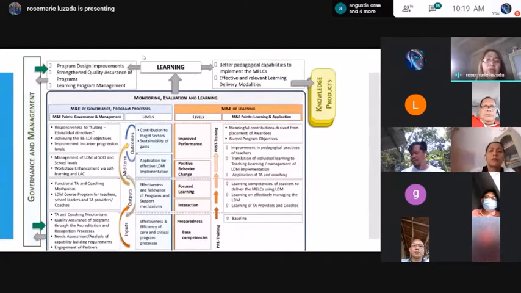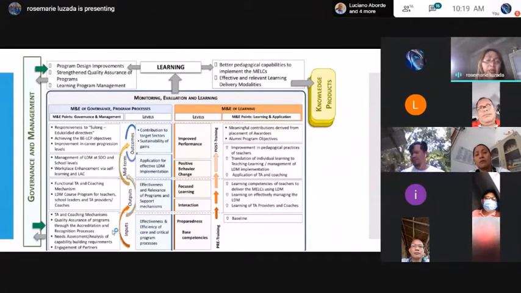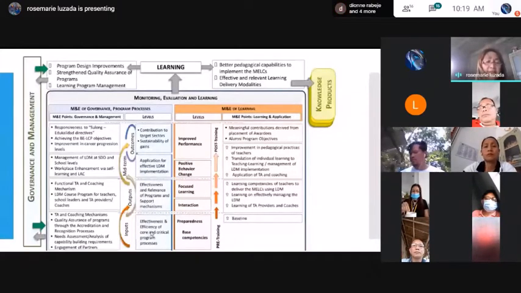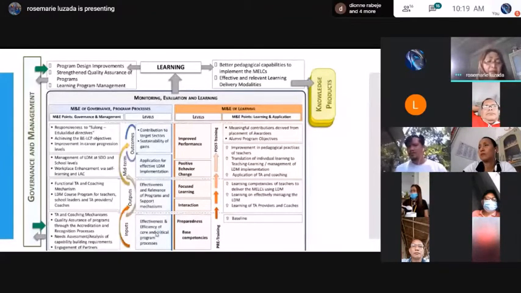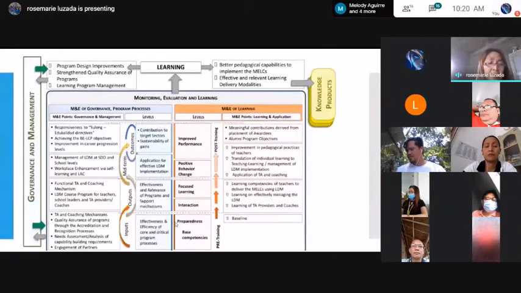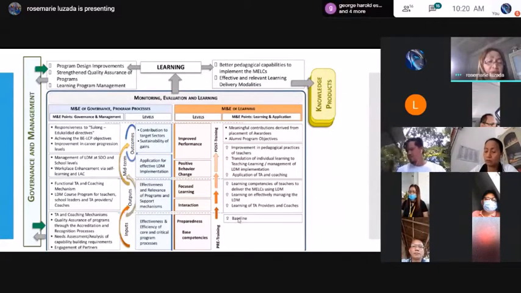So if you're going to look at the framework, it starts with the inputs. We need to enable, to deliver or to manage implementation well. We need to engage our partners. We have to assess the capability building, for example, of our teachers in delivering the lesson. Then we have to assure whether the process we are having in delivering the program is qualitative. Then if there is a need to provide technical assistance and coaching, so these are the inputs.